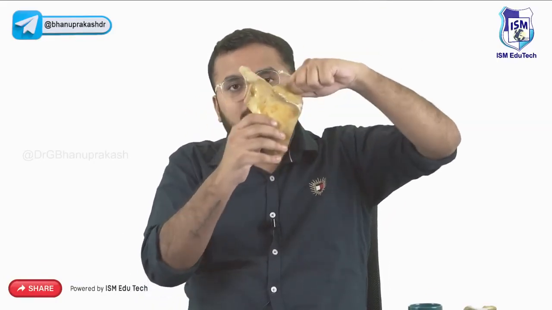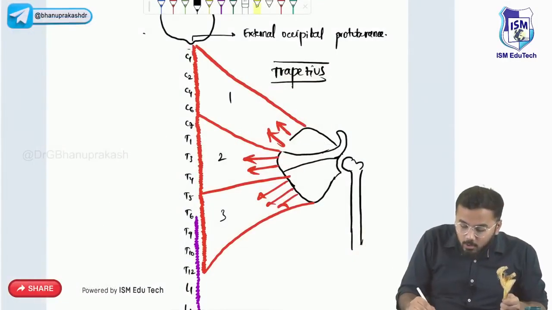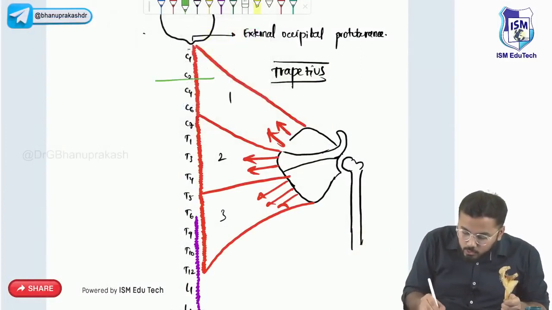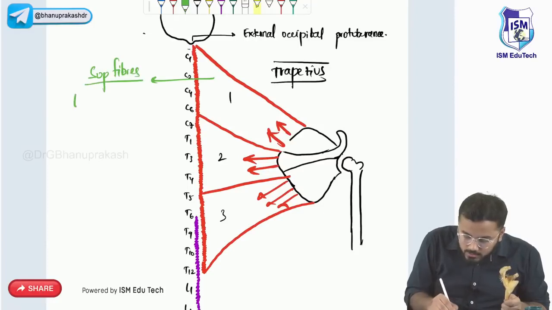Now, look here very carefully. There are some fibers attached here. Let us say part 1, part 2, part 3. Now, part 1 fibers, when I'm pulling them, the scapula is moving in this direction. It means, can I tell my scapula is elevating? Right? So, can I also call it like this, that superior fibers cause elevation of the scapula.